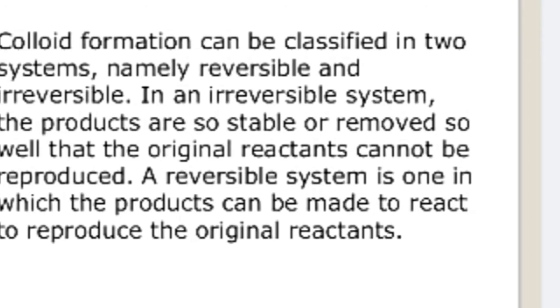Colloid formation can be classified in two systems: reversible and irreversible. In an irreversible system, the products are so stable or removed so well that the original reactants cannot be reproduced. A reversible system is one in which the products can be made to react to reproduce the original reactants.